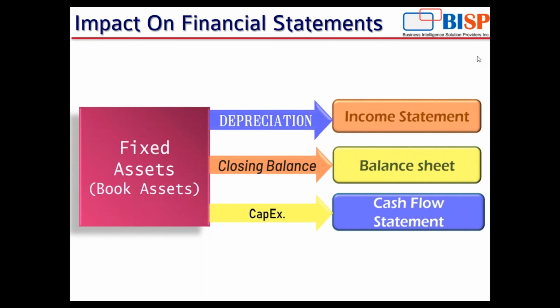Then we'll be taking up the revaluation and the impairment also. And then there are three vital statements of any organization, whether a mid-size or small enterprise, a large organization, or a global incorporation. Everyone has three vital parts of financial statements: one is the income statement, the other is the balance sheet, and then comes the cash flow statement.